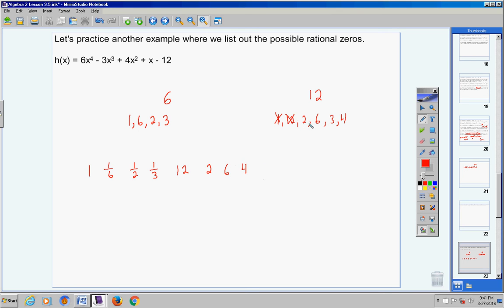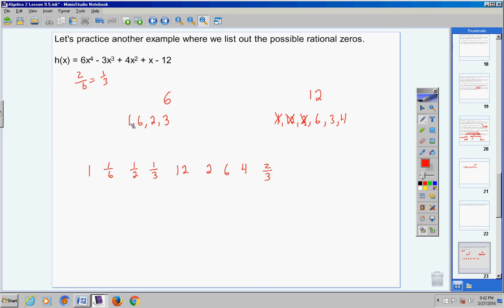Now let's take our 2. 2 over 1 is 2. What do we already have right here? A 2. So don't write it twice. 2 over 6 reduces to 1/3. Don't we have 1/3 already? Sure we do, so don't worry about it. 2 over 2 is 1. I already have 1. 2 over 3 is 2/3. Do I have 2/3 up here yet? No. So 2/3. So now we're going to cross off the number 2 and go on to 6.